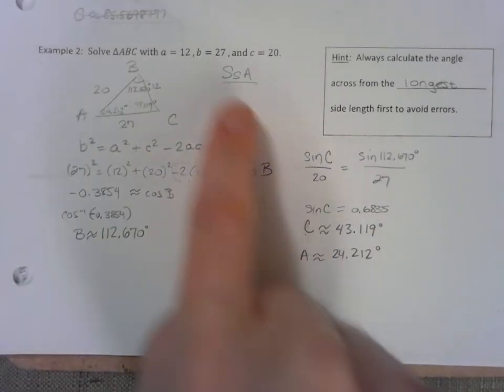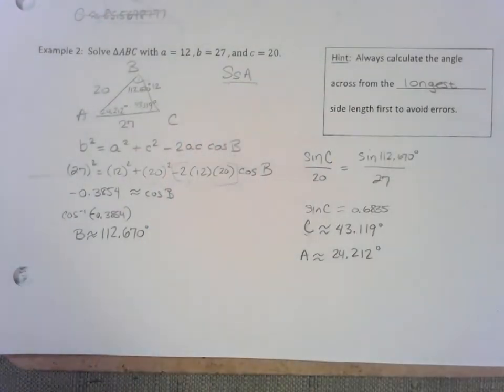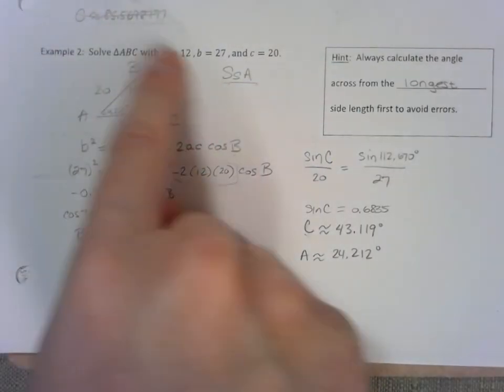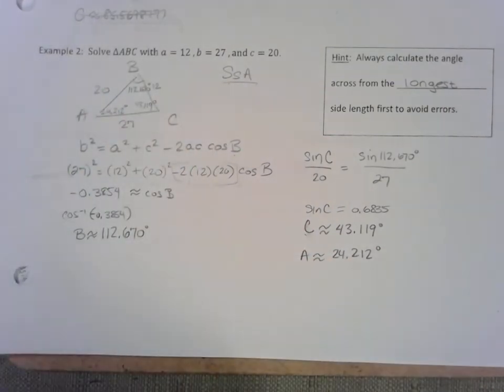But also we have to be aware of the ambiguous cases. The hint says we're going to find the angle across from the longest side first when we're given side, side, side. This way we don't have an ambiguous case no matter which setup we do.